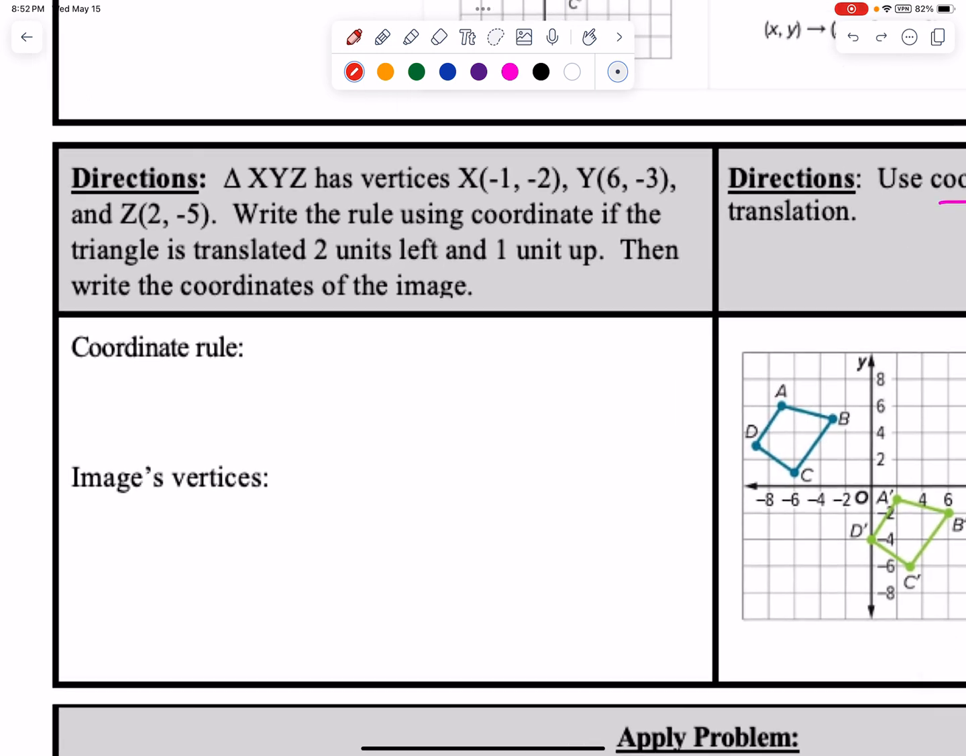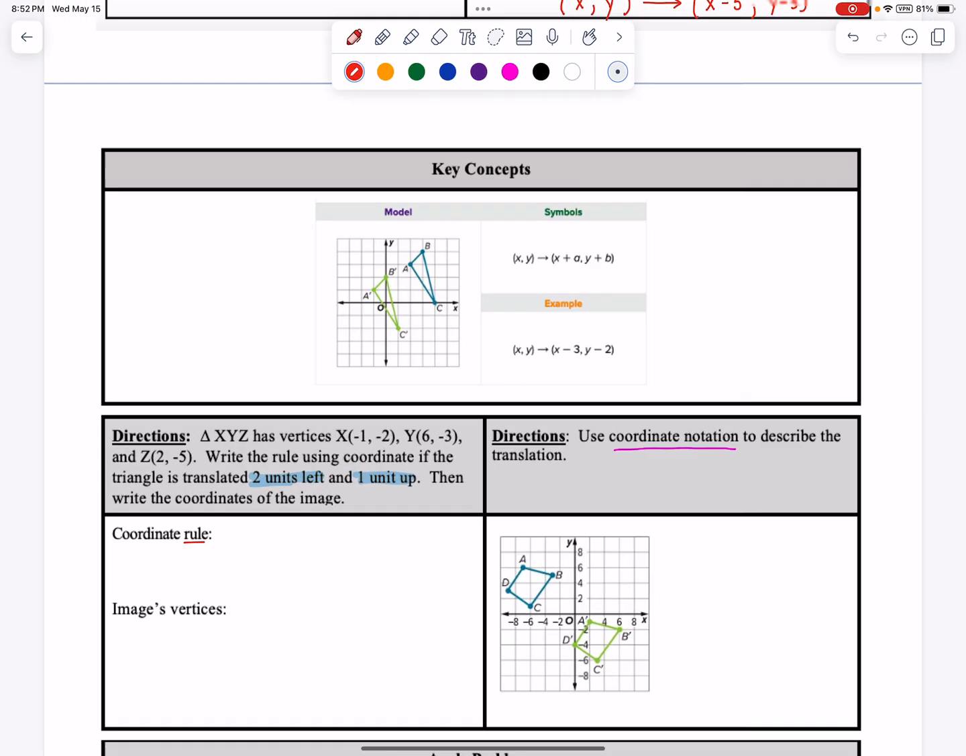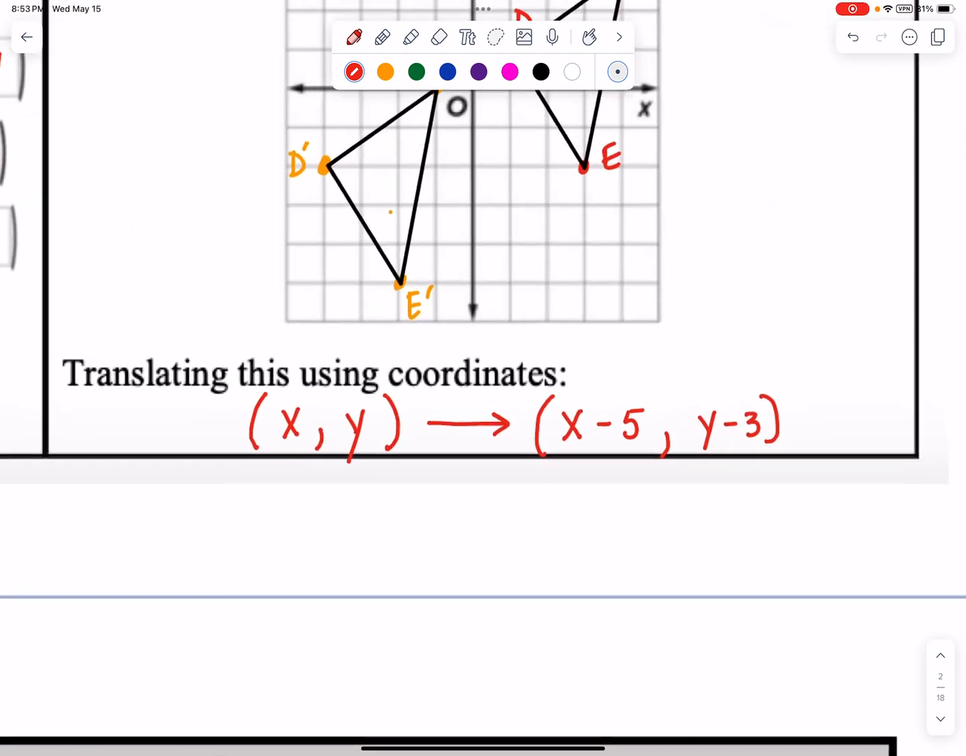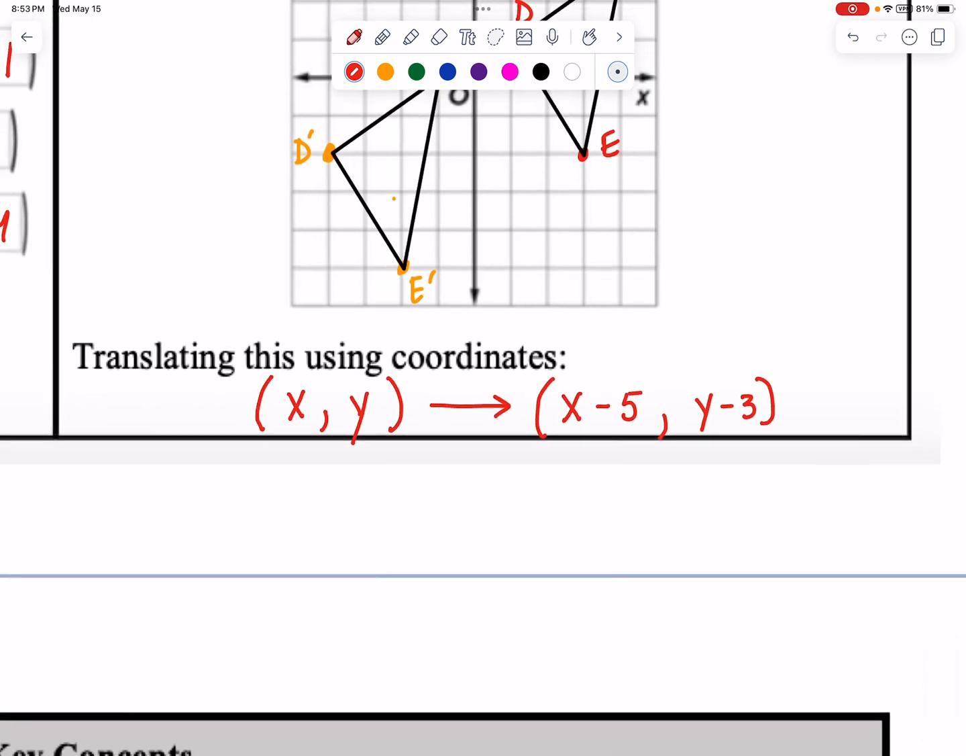So triangle XYZ, it's telling you it has vertices X of -1, -2, Y 6, -3, and Z 2, -5. Okay, write the rule using coordinates if the triangle is translated, and here's the important stuff, 2 units left, 1 unit up. Okay, and they want you to then write the coordinates of the image. So let's just write the coordinate rule first. Okay, so I'd like you to go back up to here. Okay, and when we talked about this, we talked about this just being the coordinate rule.